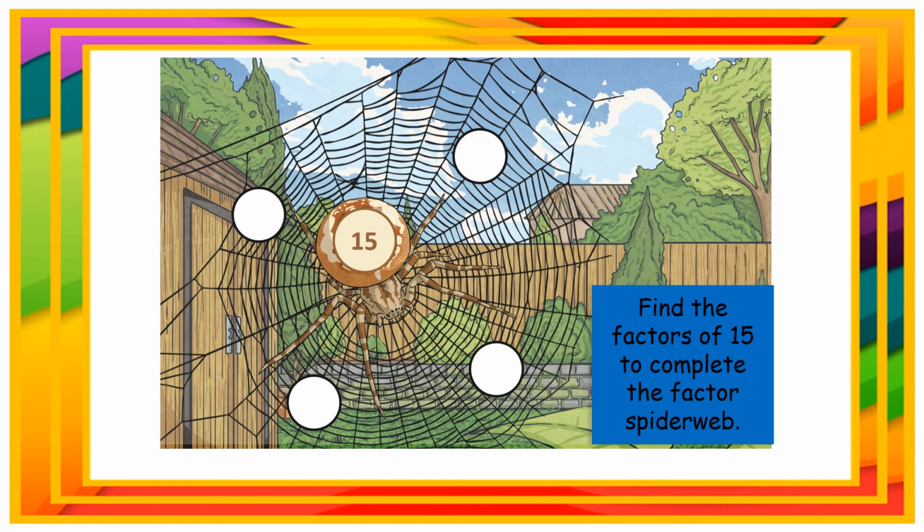Here we've been asked to find the factors of 15 to complete the factor spider web. What numbers can we multiply together to make 15? Remember, they have to be 2, so 2 pairs multiplied together to make 15. Pause the video and have a go.